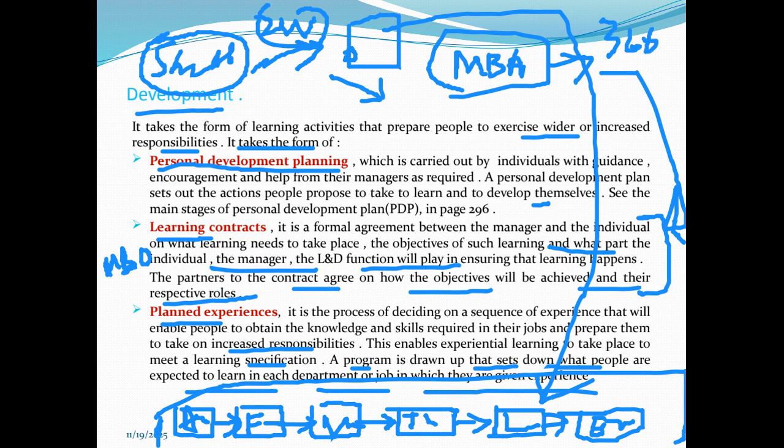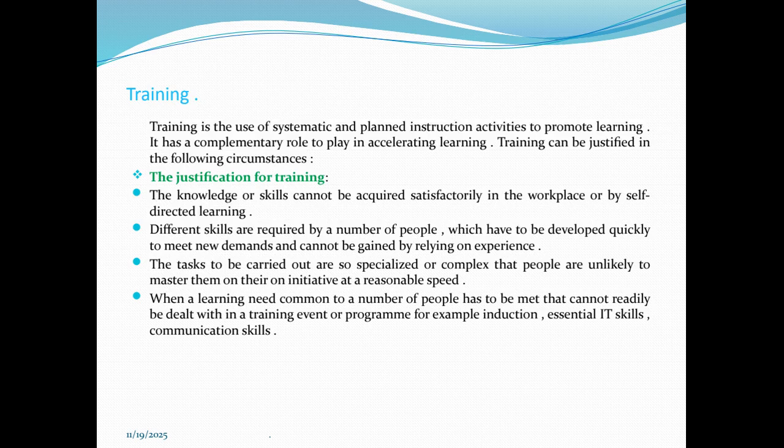Okay, training is a set of systematic and planned instructions and activities to promote learning. So it has a complementary role to play in accelerating learning. So training can be justified in the following circumstances. Why do we need to adopt training? The knowledge or skills cannot be acquired satisfactorily in the workplace or through self-directed learning.